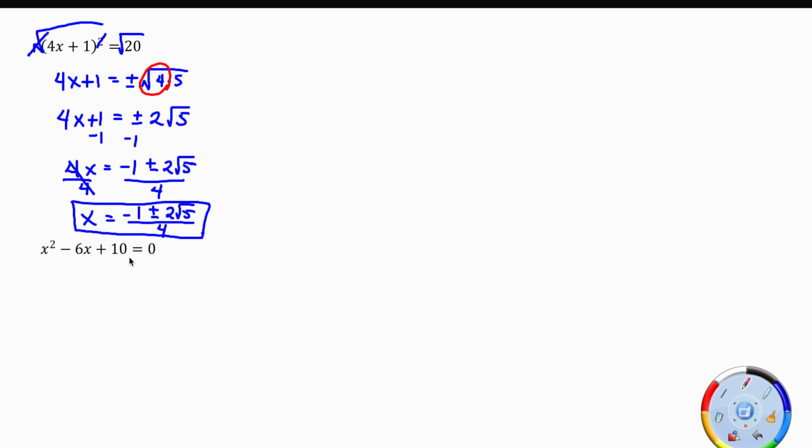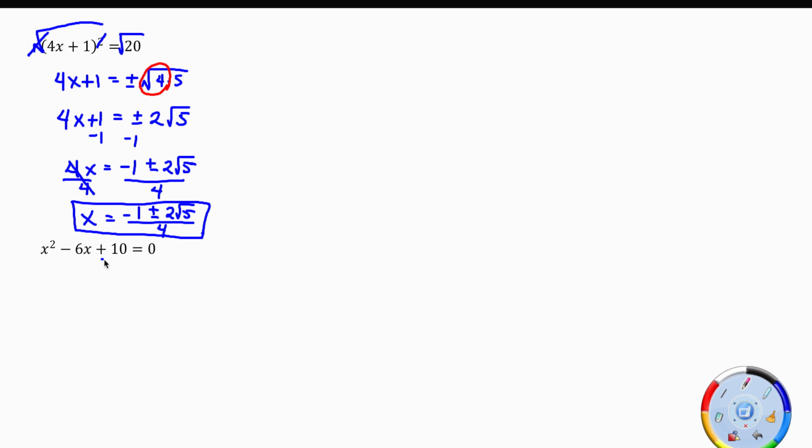All right, for the next one, I notice I can't use the square root method. Right, I've got this extra linear term. So I jump down to factoring. Well, hopefully I recognize right away this won't factor, because I would need two numbers that multiply to give 10 and add to give negative 6. Those numbers don't exist. So my next thought is completing the square. This will be a much easier completing the square problem than quadratic formula.